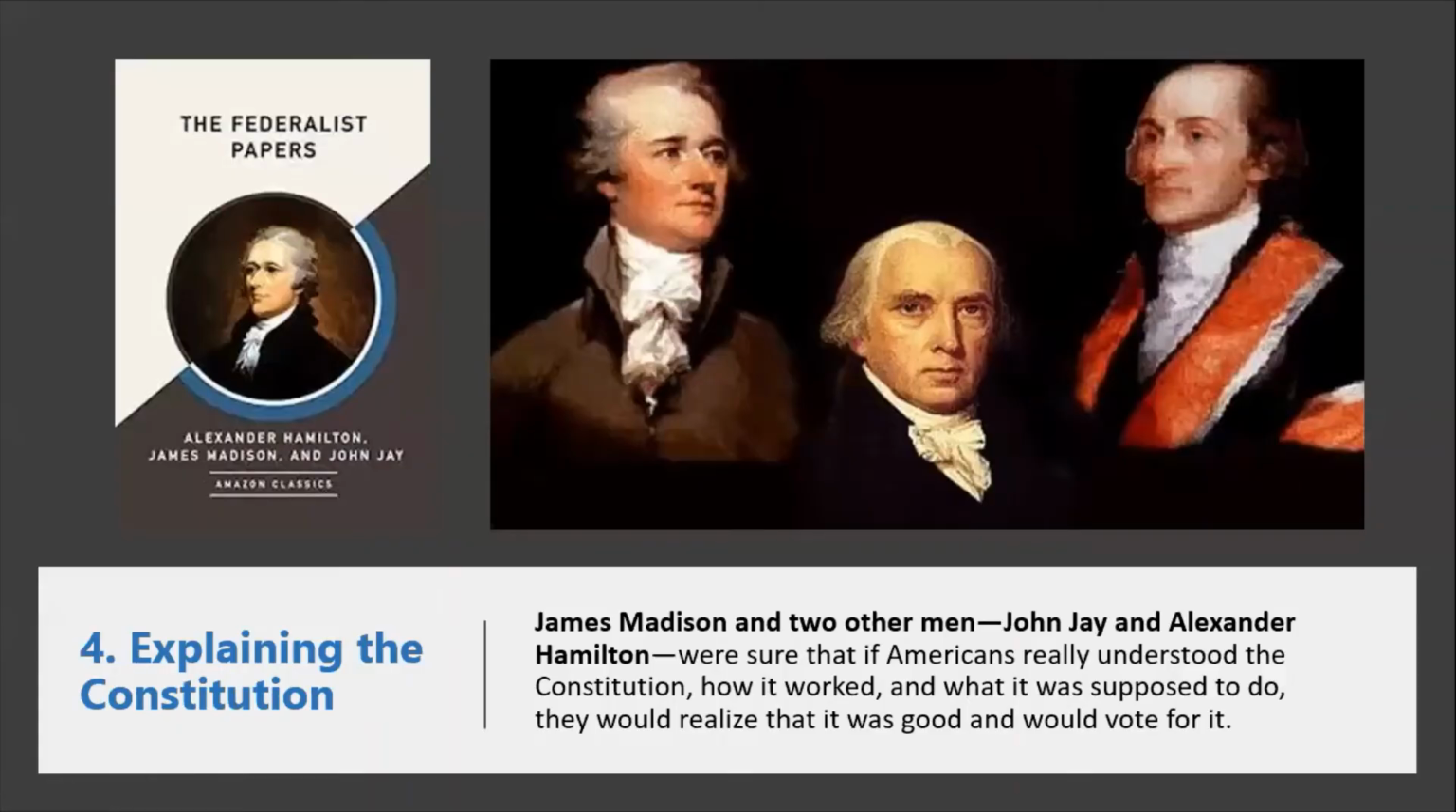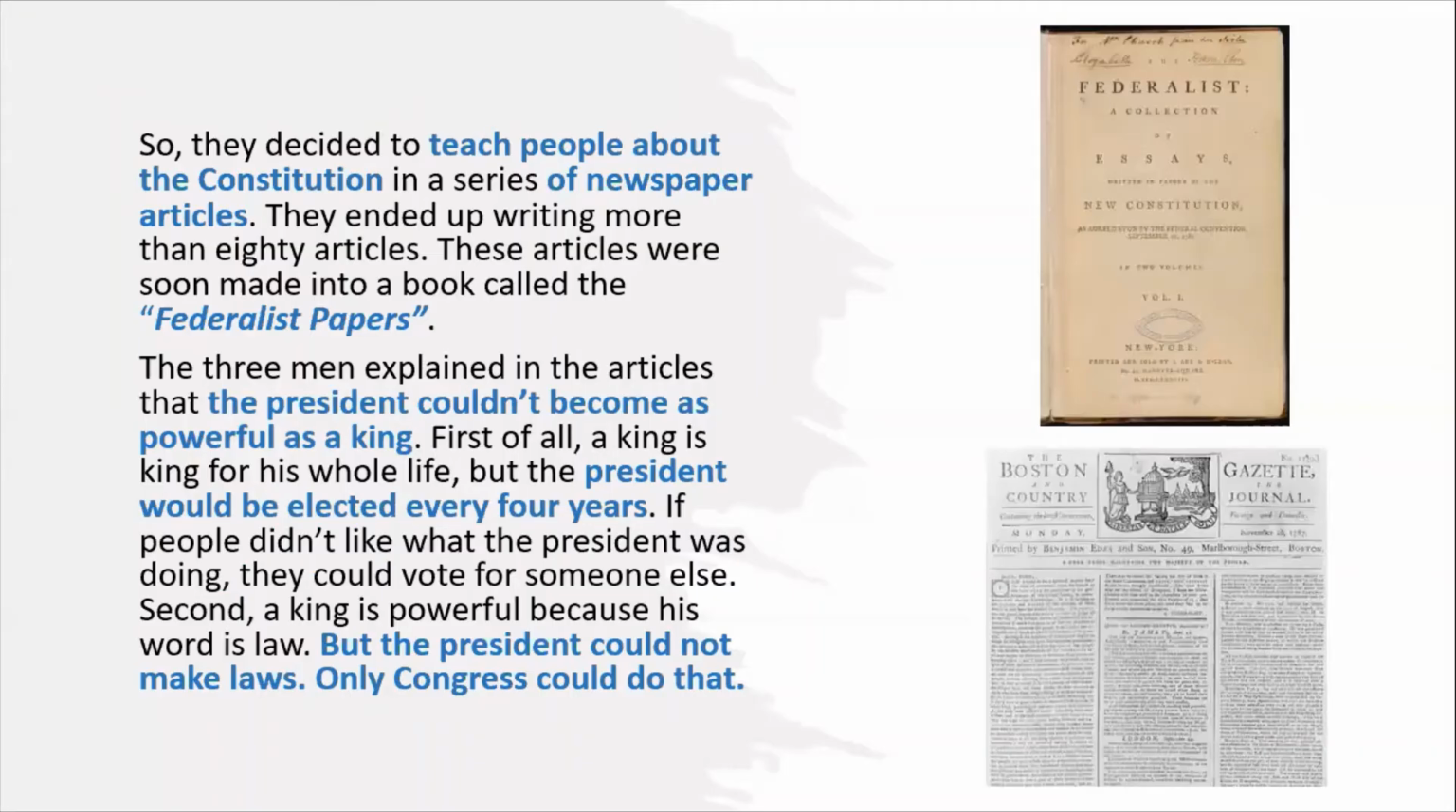Explaining the Constitution. James Madison and 2 other men, John Jay and Alexander Hamilton, were sure that if Americans really understood the Constitution, how it worked, and what it was supposed to do, they would realize that it was good and would vote for it. So they decided to teach people about the Constitution in a series of newspaper articles. They ended up writing more than 80 articles. These articles were soon made into a book called the Federalist Papers.